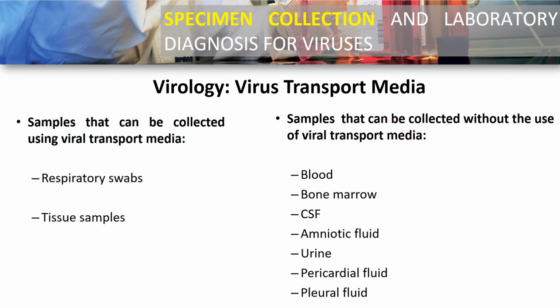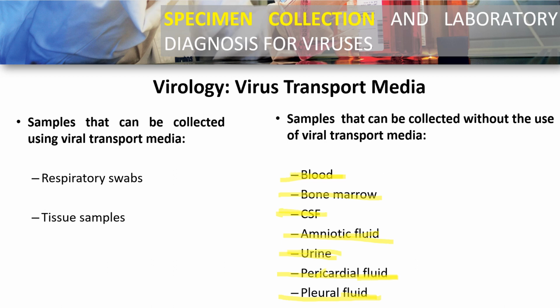So there are samples, class, na hindi kailangan ng viral transport media. Example ng mga samples that can be collected without the use of viral transport media, ito yung mga sample na liquid form, class. Example, blood, bone marrow, CSF, amniotic fluid, urine, pericardial fluid, pleural fluid. Okay? So, majority of the sample have a fluid. Urine, CSF, at saka blood.